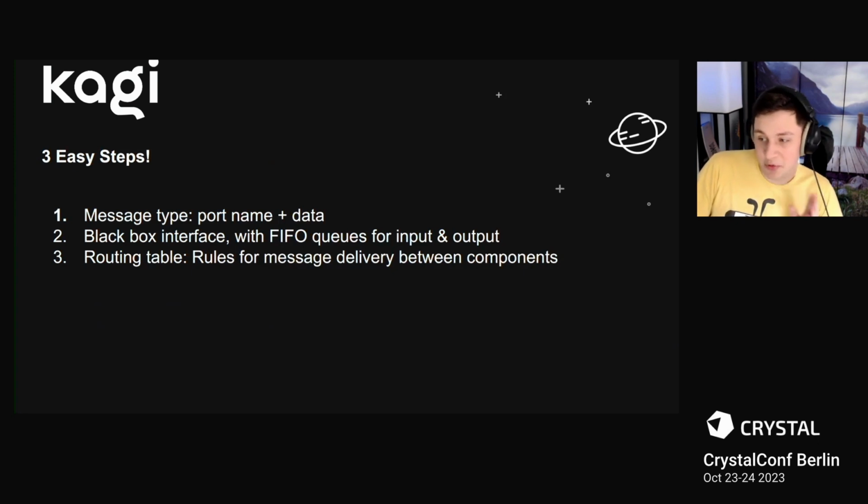So it turns out it's pretty easy. You start out with a message type, which is some data just tagged with a port name, and a component, a kind of black box interface with FIFO queues for inputs and outputs. And then a routing table, which is rules for message delivery between these components.